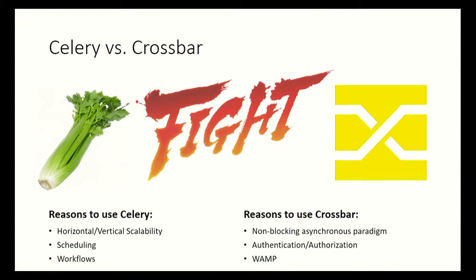If you need a clear path for scaling horizontally and vertically, then Celery is obviously a better pick because it's very clear what you can do there, whereas with Crossbar, it's still up in the air as to how you're going to scale horizontally. I've had some ideas that maybe you could have multiple Crossbar routers running and proxy between them using a component, but that's just an idea. Whether or not it would actually work is anyone's guess. And obviously if you need the workflows provided by Celery, then it's a good pick.